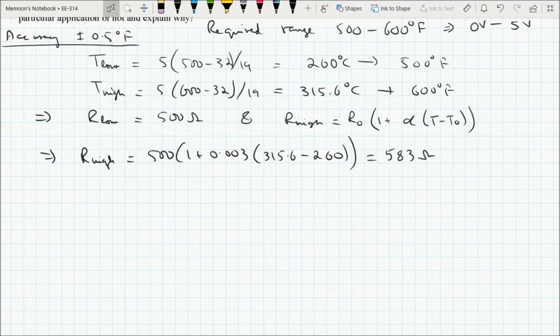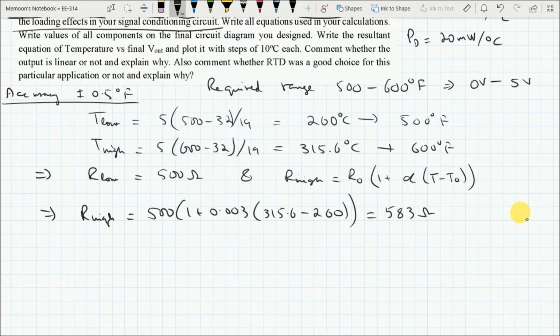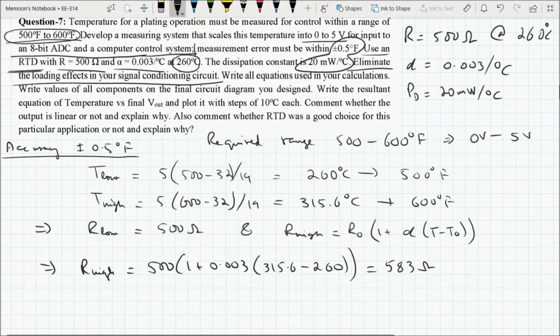Now you must be thinking that this R naught used to be our average temperature, not the lower temperature, and this alpha used to be at the middle value of temperature, and this RT naught used to be our average temperature. So what happened here? This 260 degrees Celsius was our lower temperature of the range. Why are we not using the average temperature of this range? Because we are only given information of our R alpha and alpha at the lower temperature.